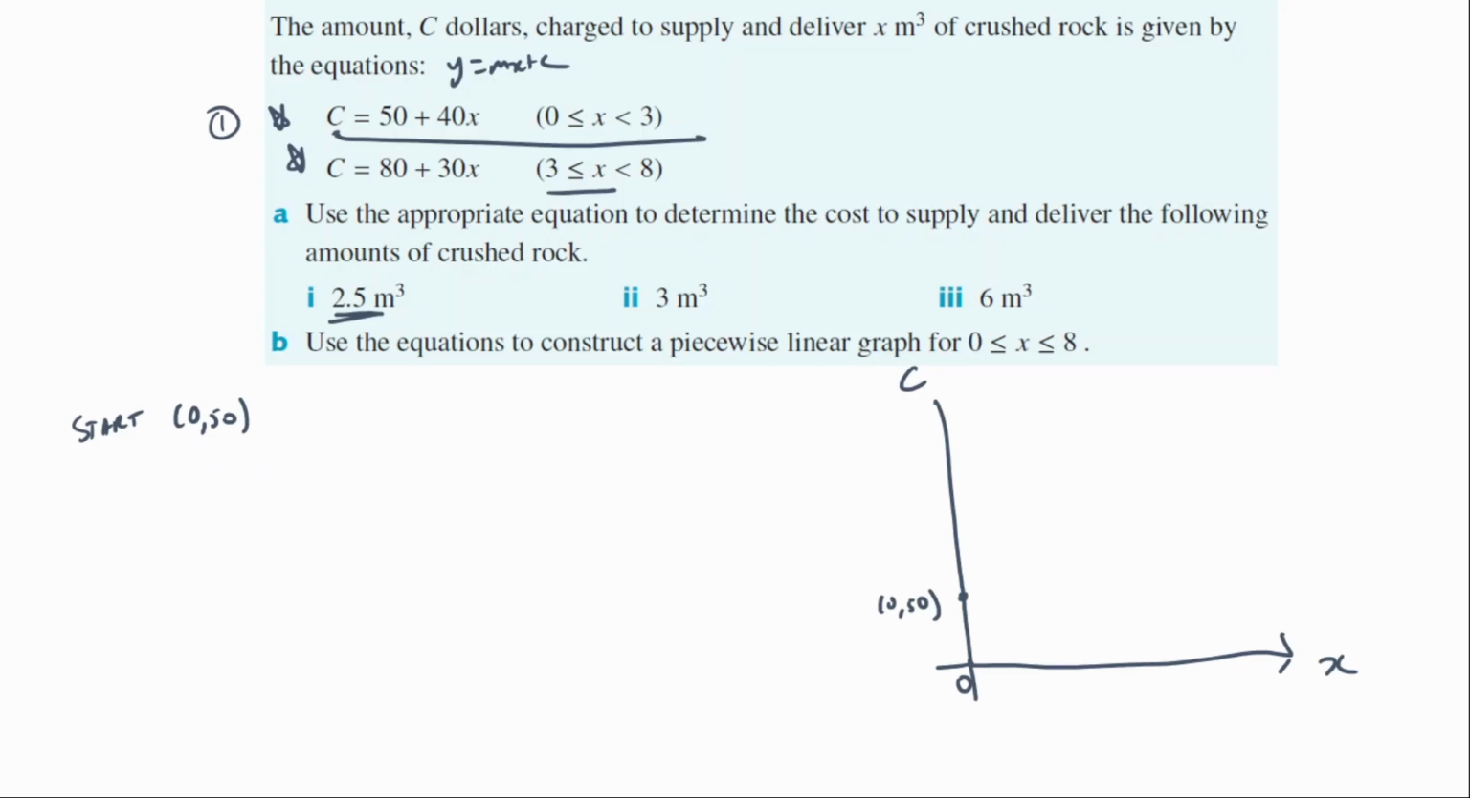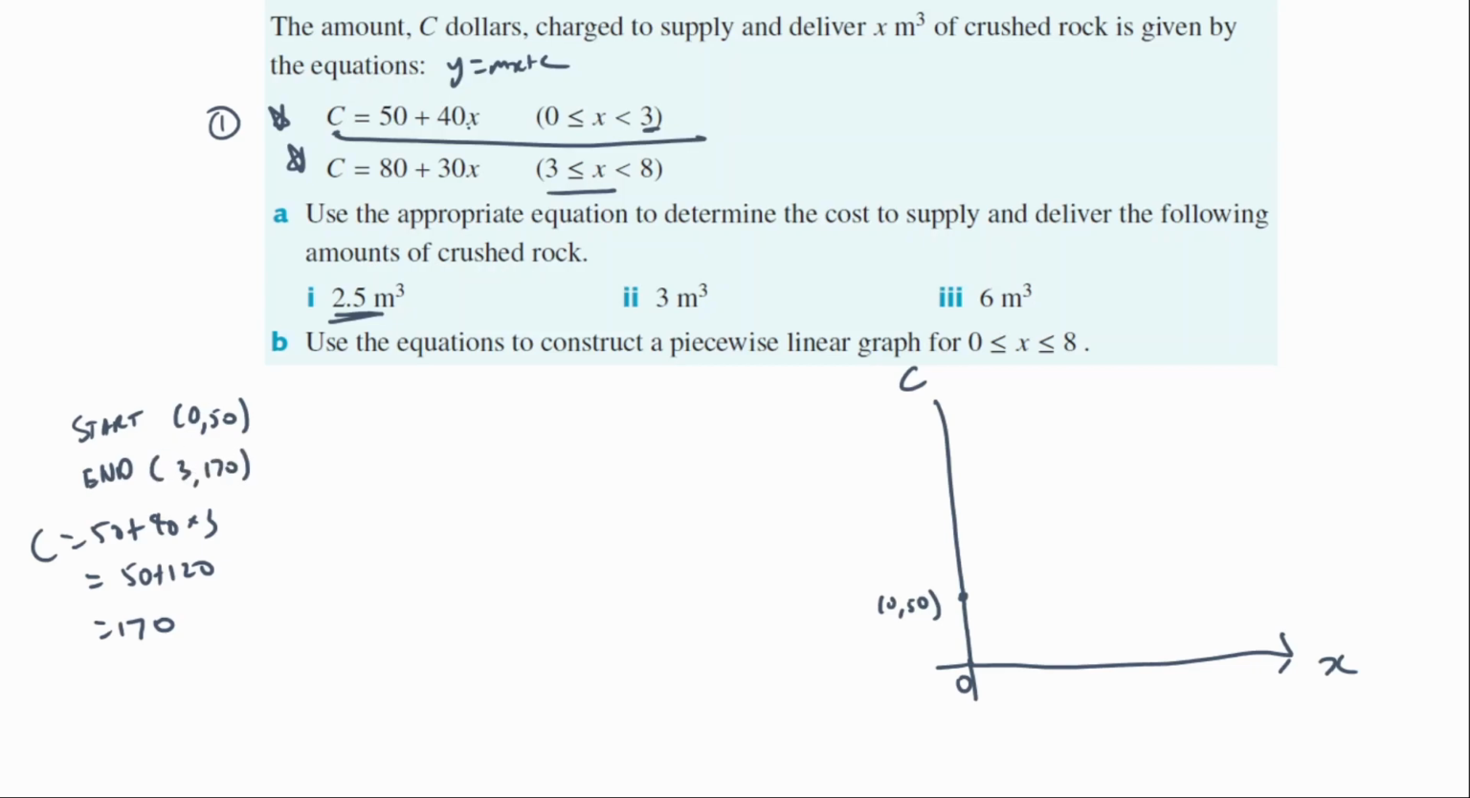And I also need to determine the end point of that. So this graph ends at 3 or just before 3. So I'm going to replace that x with 3 there. So it's going to be c equals 50 plus 40 times 3. That becomes 50 plus 120, which equals 170. So it ends at 3, 170.